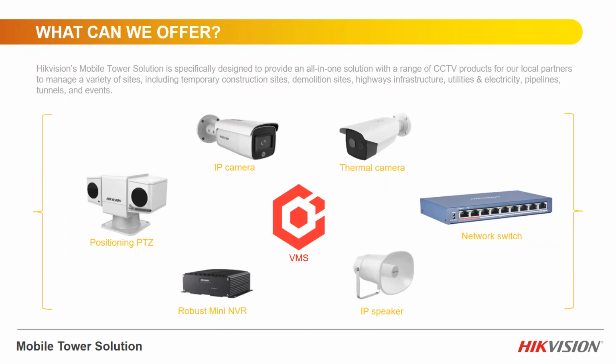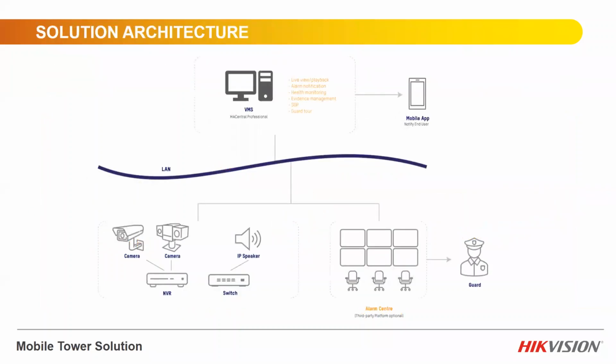So let's have a look at the components that this solution will consist of. Firstly, the architecture. We can see at the bottom left there the customer's on-site equipment consisting of cameras, NVRs, switches, speakers, able to communicate with an alarm center, maybe a third-party one, or our own Hike Central VMS platform.